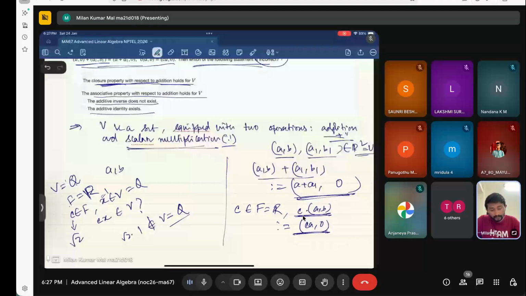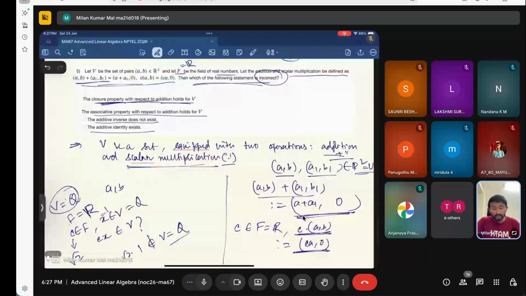Closedness means that the element after addition or multiplication is again in the main set V or not. So here it is clear that the element (a + a1, 0) is in the set R2, pairs of real numbers. So that is true. But here it is asked which is incorrect. So this is true, and that can't be the correct option for this problem.